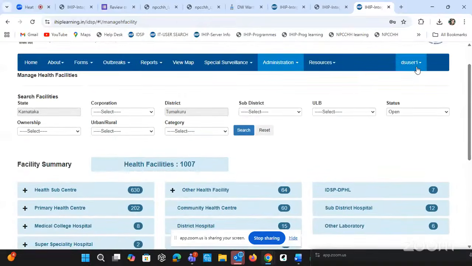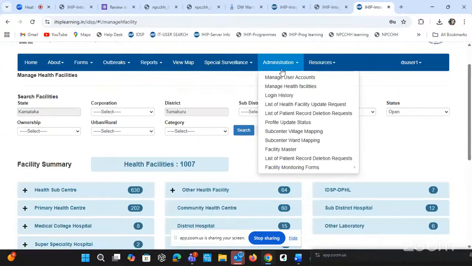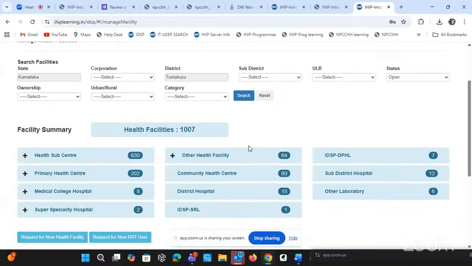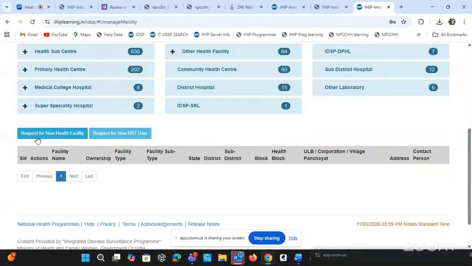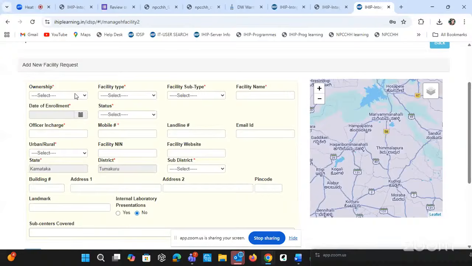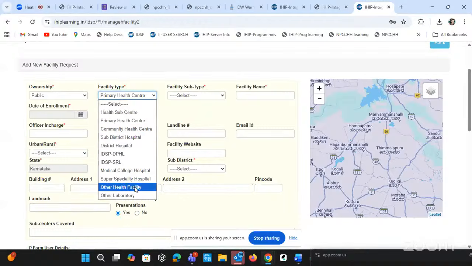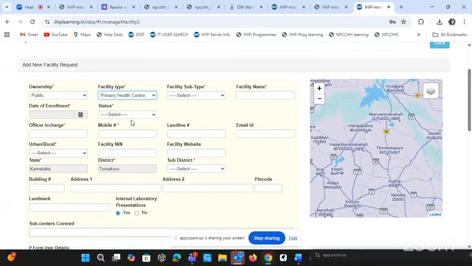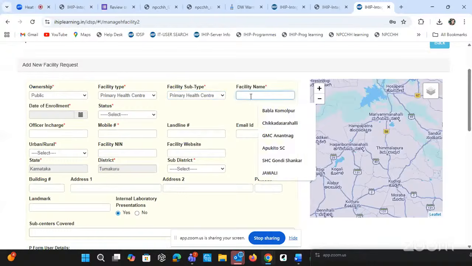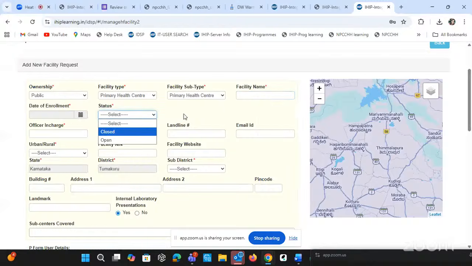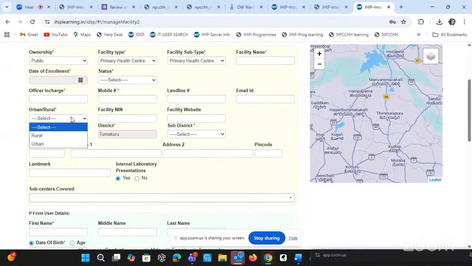So I logged in as a district user. This is the learning portal, and under the administration menu, you have to click on manage health facility. Here there is one option, request for new health facility. By clicking on it, they can create any facility: ownership, public or private, facility type such as PHCs, health sub center, CHC, sub-district hospital or district hospitals, labs, whatever the facility is, and facility name, date of enrollment, and status, whether they want to open or close this facility, and after filling these mandatory details. The IDSP district officer already knows this very well.